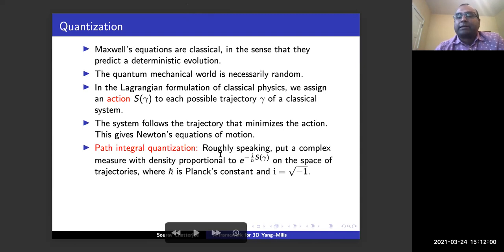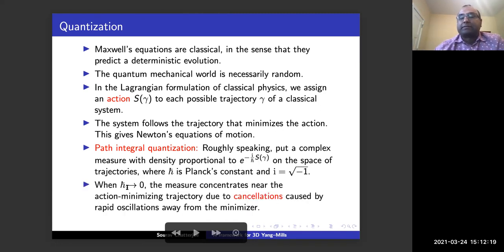In path integral quantization, what you do is, very roughly speaking, you put a complex measure with density proportional to e^(-i/ħ · S(γ)) on the space of trajectories, where ħ is Planck's constant and i is the square root of -1. So you put something like that on the space of trajectories.